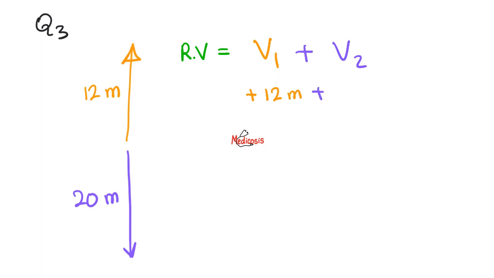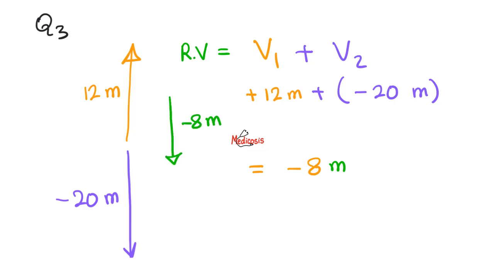But the second one, be careful, it takes a negative sign because it's going south, minus 20 meters. You do the math, 12 minus 20 is negative 8 meters, and that's the resultant vector. If you want to draw it, it will be like this, negative 8 meters going south.